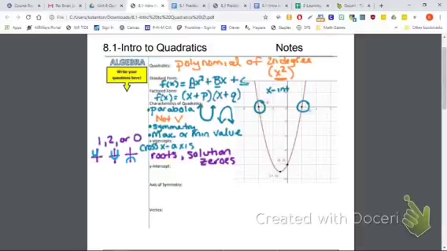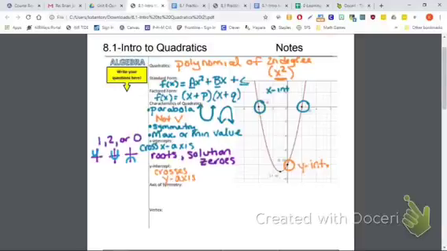The next thing I want to talk about is the y-intercept. Just like in graphing our lines, the y-intercept is where it crosses the y-axis when x is 0. So if we look over at our graph here, down here at this point, this is our y-intercept, where it crosses the y-axis.